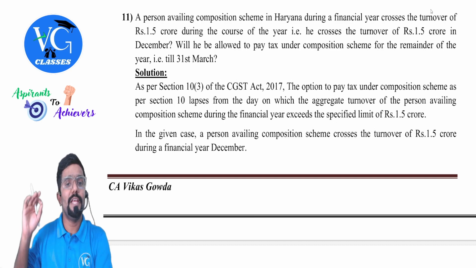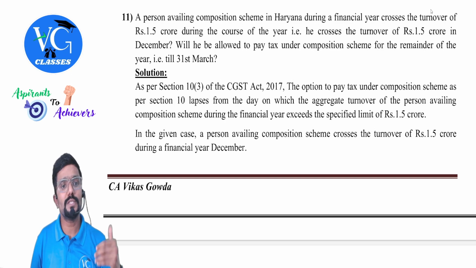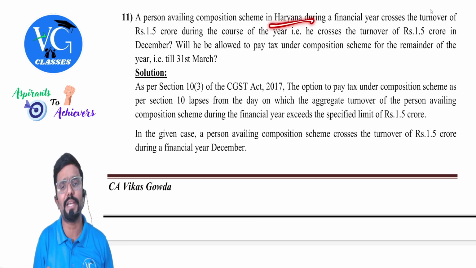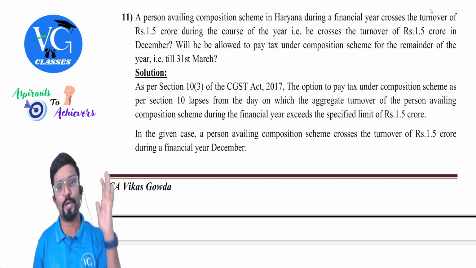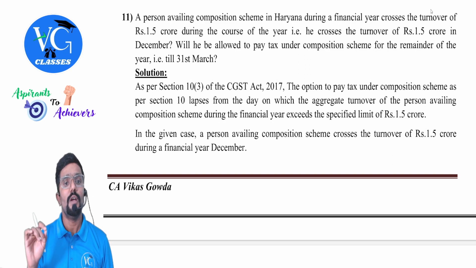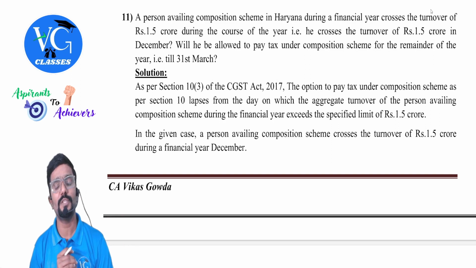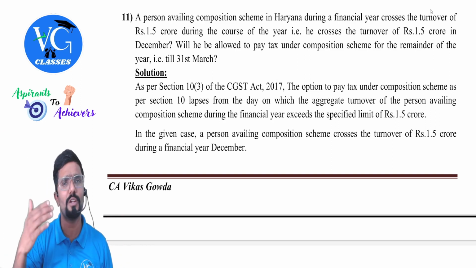A person availing composition scheme in Haryana during the financial year crosses the turnover of 1.5 crore. Guys, Haryana is a special state or normal state? Normal. What is the threshold limit applicable? 1.5 crore. Okay, so the turnover crosses 1.5 crore during the year. He crosses the turnover of 1.5 crore in December. Will he be allowed to pay tax under composition scheme for the remainder of the year, that is till 31st March? Can he continue under composition scheme?